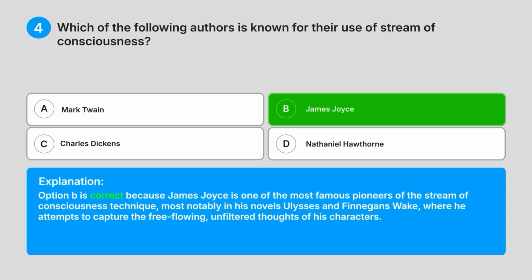Explanation. Option B is correct because James Joyce is one of the most famous pioneers of the stream of consciousness technique, most notably in his novels Ulysses and Finnegans Wake, where he attempts to capture the free-flowing, unfiltered thoughts of his characters.